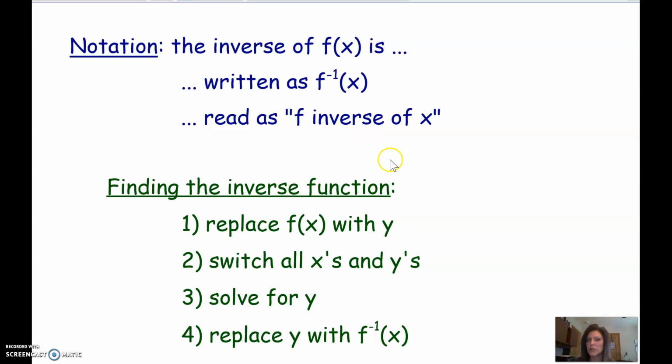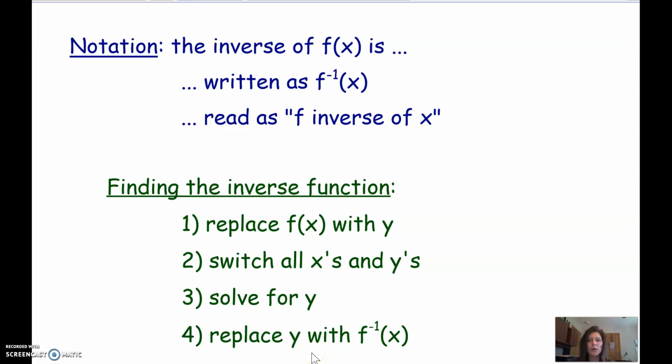Finding that inverse is actually a pretty straightforward process. You're going to replace your f of x with y because it's easier in the equation. And then, because we're talking about inverses, we're going to swap all the x's and y's. Hardest part is step 3. We actually have to solve for y. So it's going to involve a little bit of algebra there.